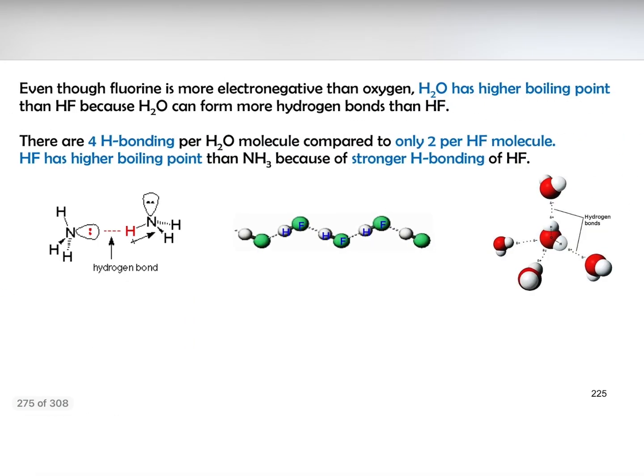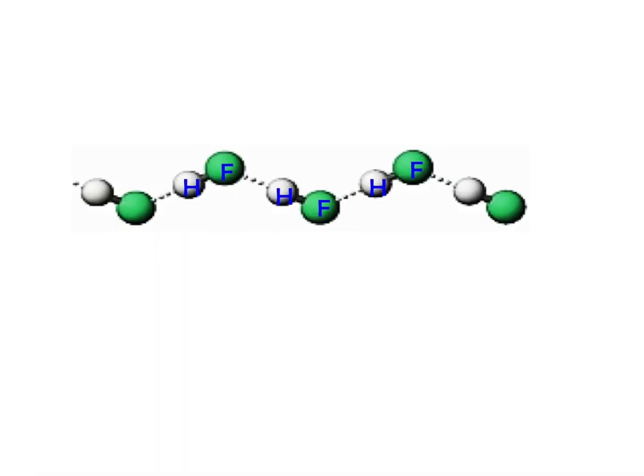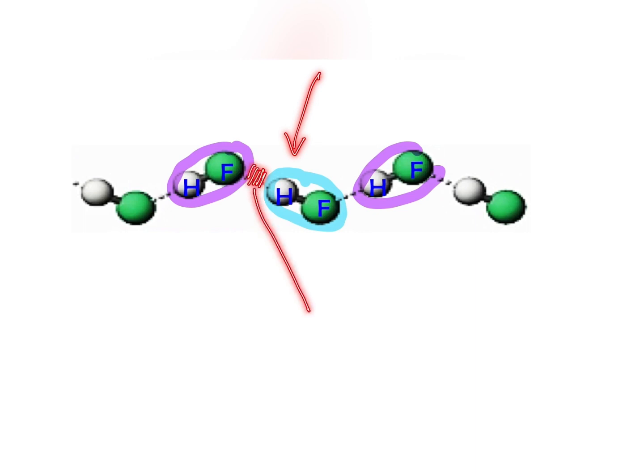This is because kalau kita tengok dekat sini, molecule of HF, okay, ini another molecule of HF. So focus on the blue one. So this one HF, okay, dia boleh buat satu hydrogen bond with another. Okay, so dia hanya boleh buat 2 hydrogen bond.